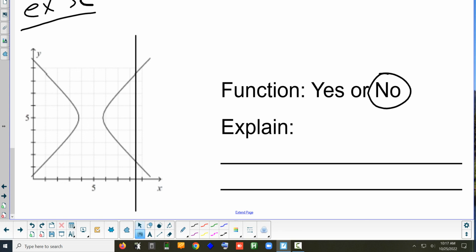If we had numbers, we would say it's not a function because there is a repeat in the first coordinate. But we don't have numbers, so we do this instead. So this one does not pass the vertical line test. So explain, you could just say that it fails the vertical line test.